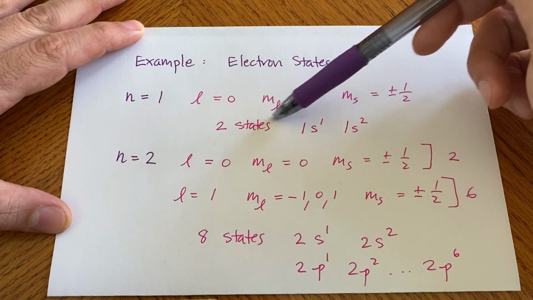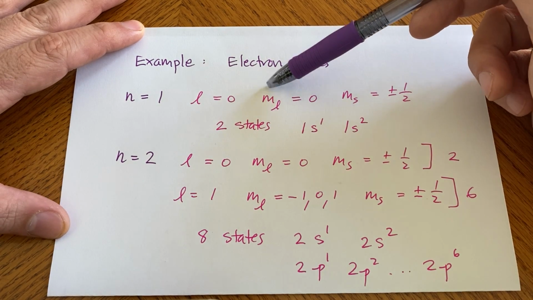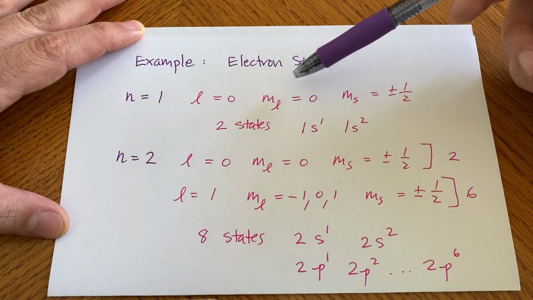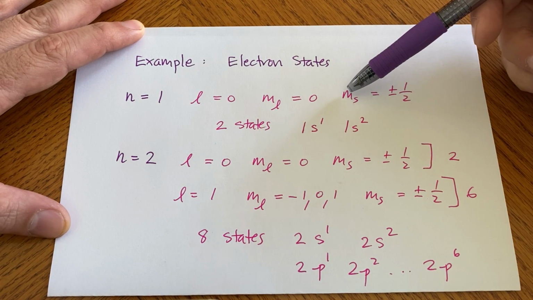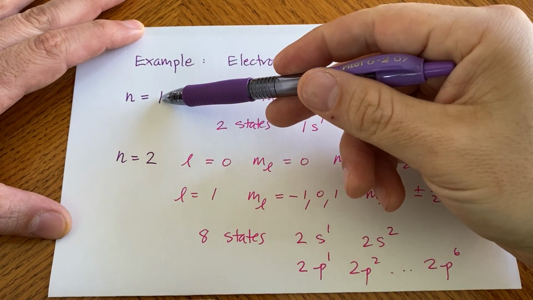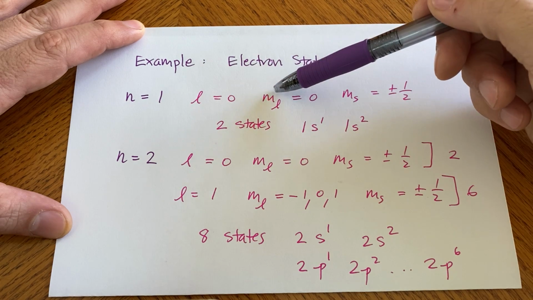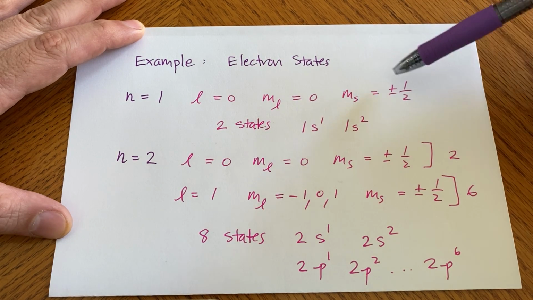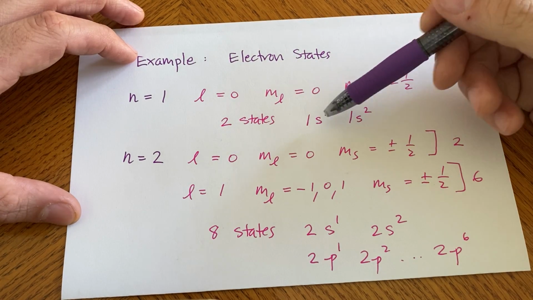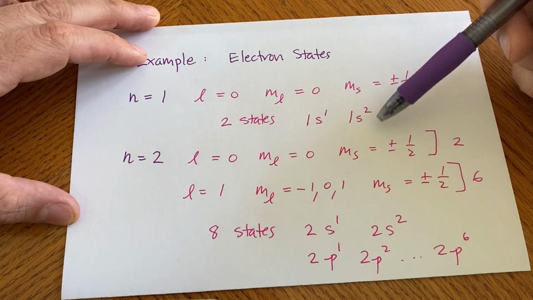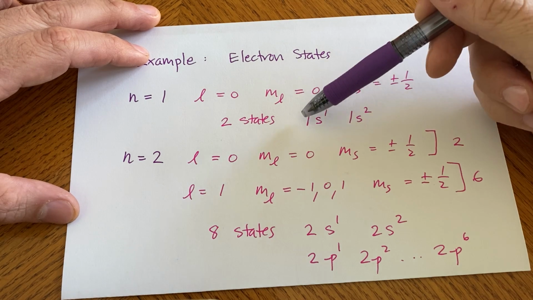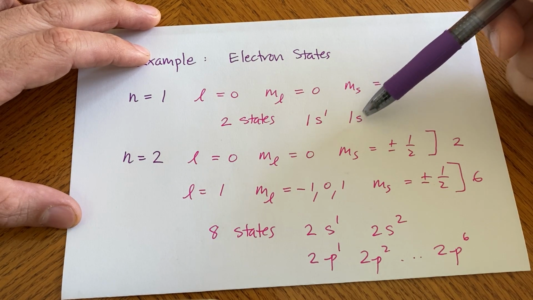The m sub L number, the magnetic quantum number, can take any value from minus L to plus L. Well, if L is 0, then m sub L can only be 0. And then there's the spin quantum number, which is always plus or minus 1/2. So for n equals 1, L has to equal 0, m sub L has to equal 0, but m sub S could be plus or minus 1/2. So this ground state actually corresponds to two states, which we could write in electron configuration notation as 1s1, 1s2. One electron would be in 1s1, and one electron would be in 1s2.